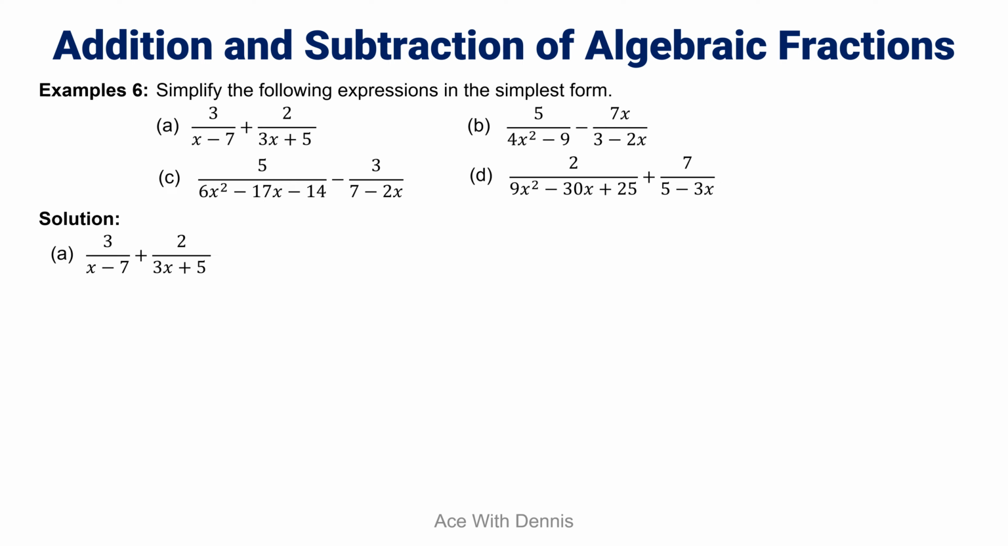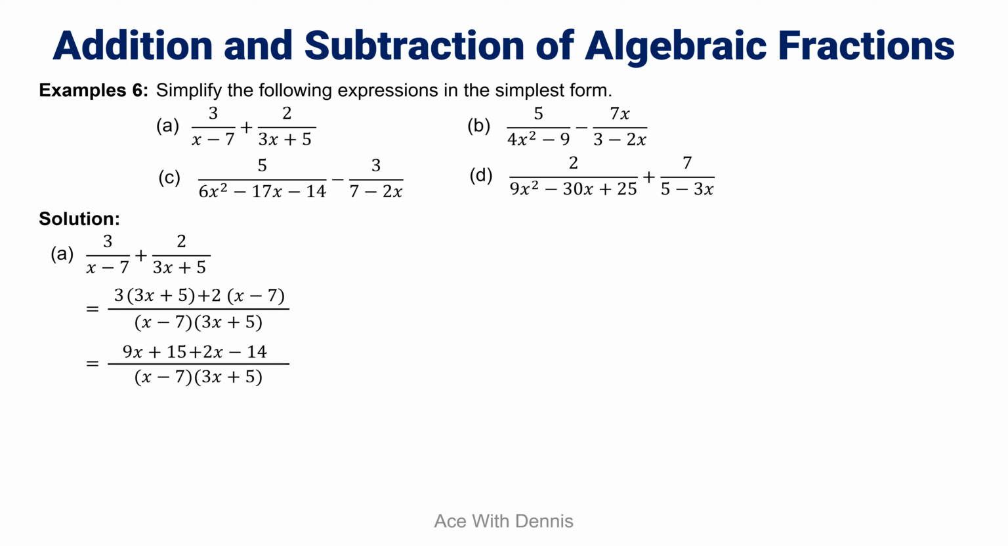So here's the solution. For A, 3 over x minus 7 plus 2 over 3x plus 5. So we have to multiply the denominators together because this is their LCM. From the numerator, the 3 has to multiply with 3x plus 5, and the other numerator 2 has to multiply with x minus 7. Now we expand the brackets. The first bracket is 9x plus 15 and the second bracket is plus 2x minus 14. Okay, so we simplify further. We'll have 11x plus 1 over x minus 7 times 3x plus 5.